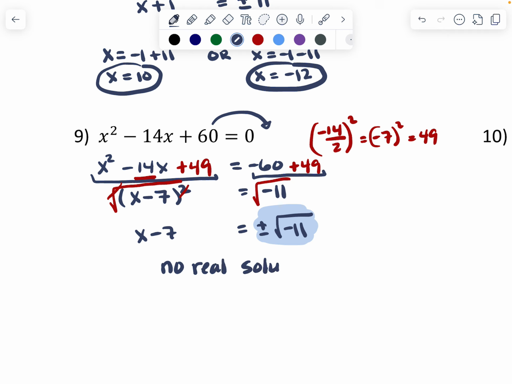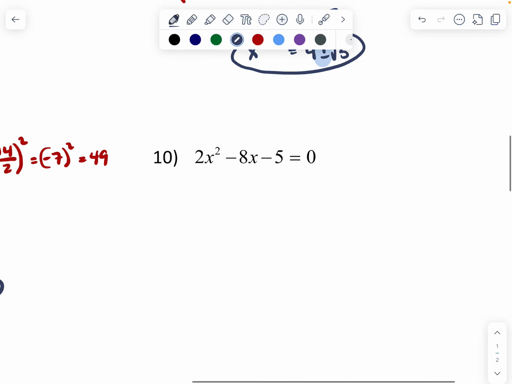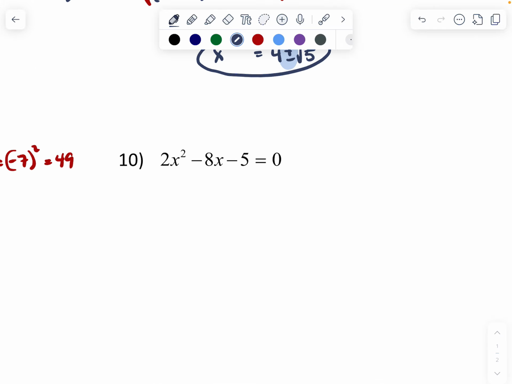But you guys, tomorrow on your quiz, it will be a solution. I'm not going to do square root of negative, okay? And then let's try number 10. So number 10, a little gross, but we can deal with it.